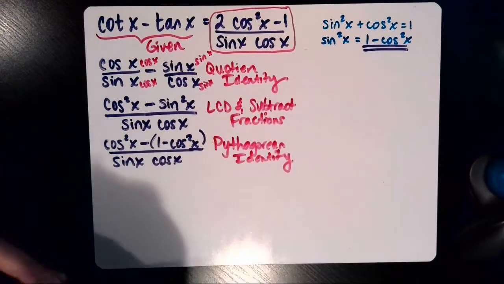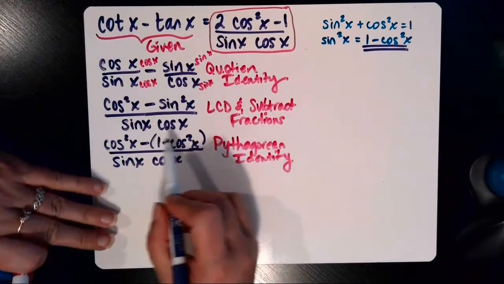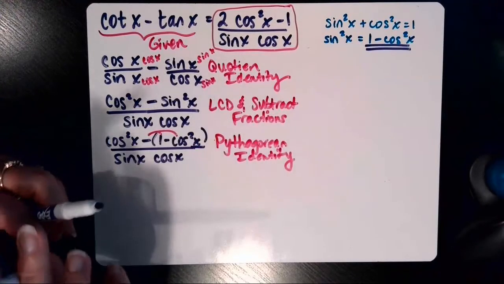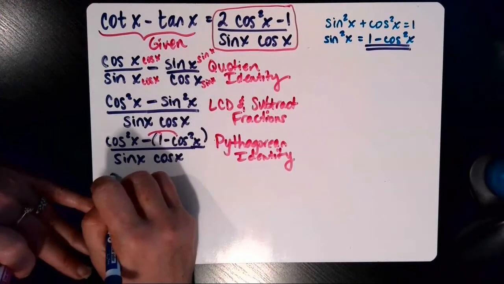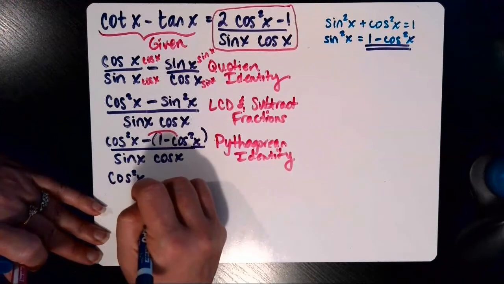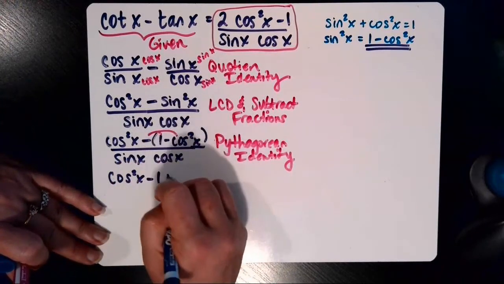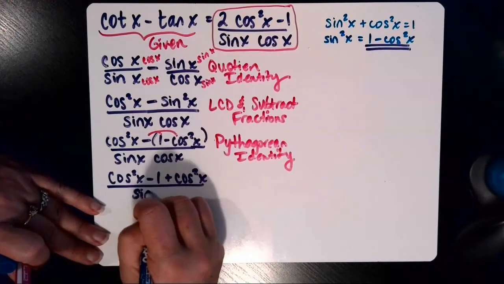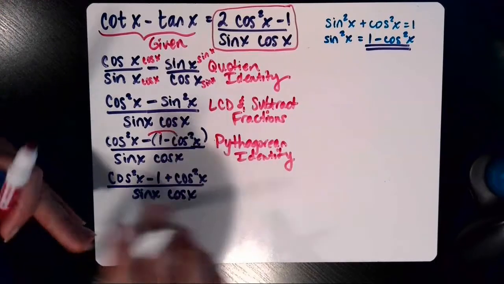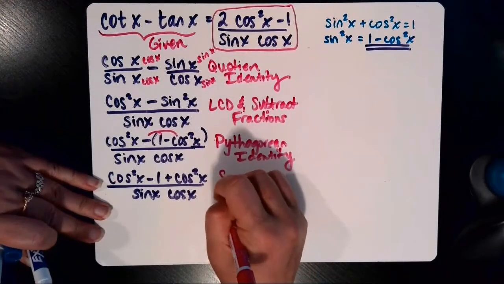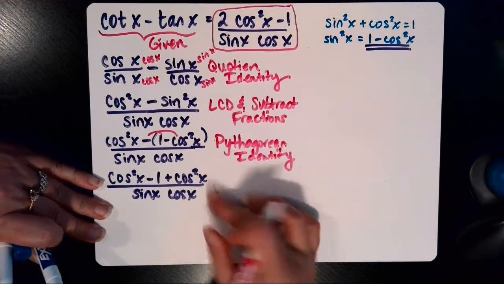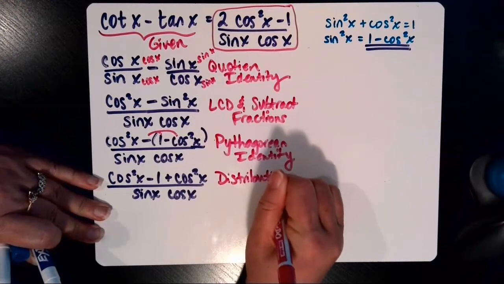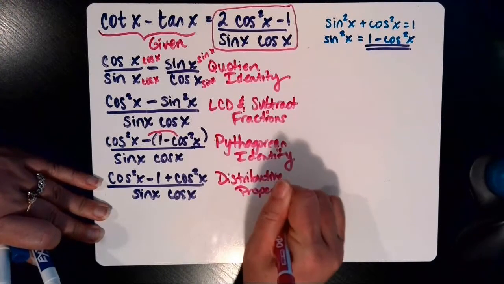in line 4. Okay, so next, to simplify, I'm going to distribute this negative over the parentheses to the 1 and to the negative cosine squared x. And so I'll have a cosine squared x minus 1, and then a negative times a negative is a plus cosine squared x, all divided by sine of x cosine of x. And that was simplifying using the distributive property.